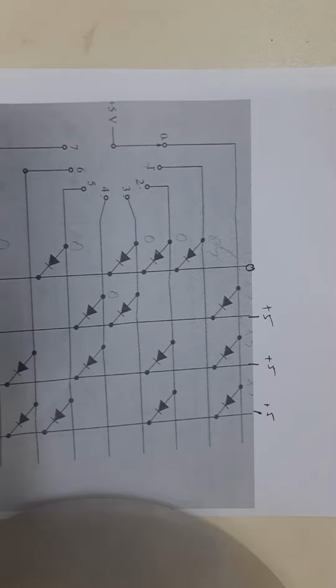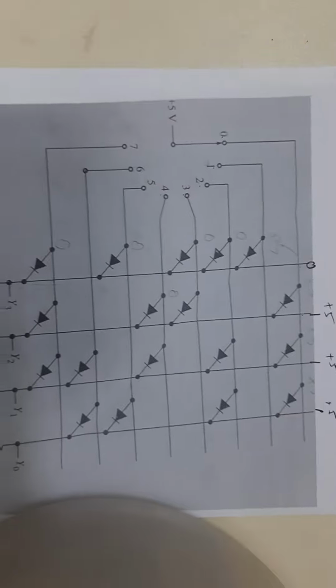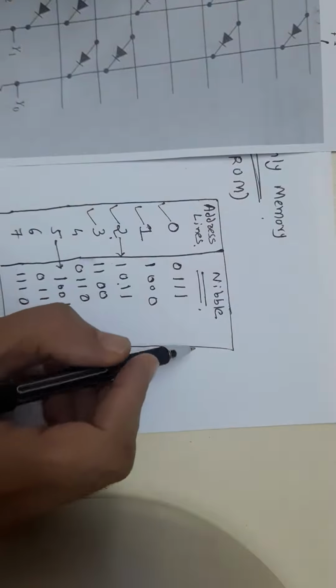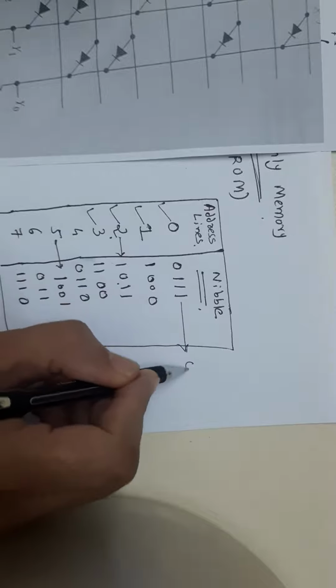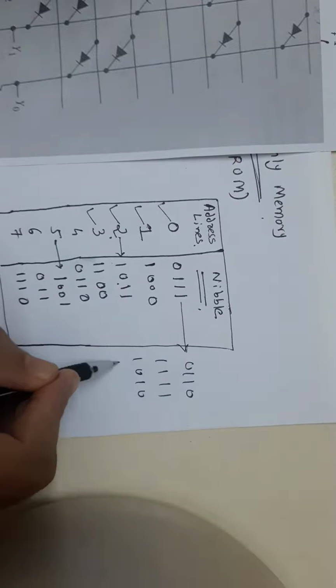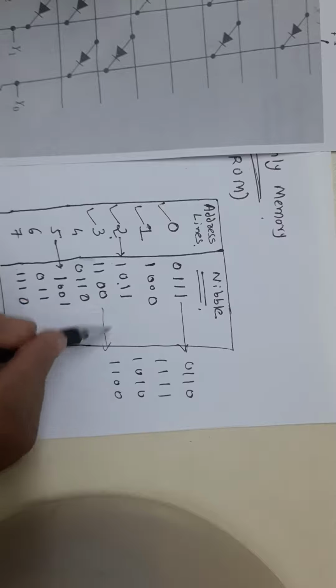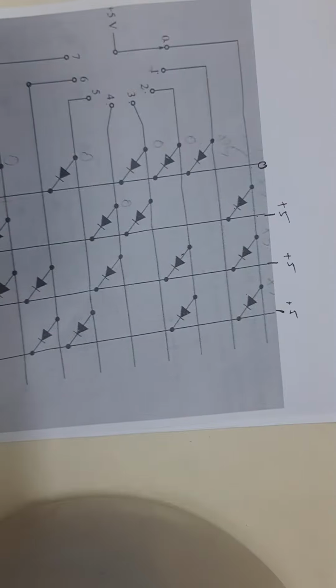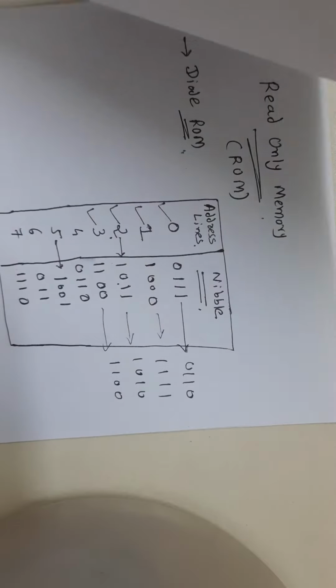So in this way, we are discussing the diode ROM. This is the circuit for the diode ROM. For this truth table, you can change the circuit for another address line, if 0 is equal to 0110, 1111, 1010, 1100, like this. So you only change the position of the diodes and you can get different address lines for different nibbles.